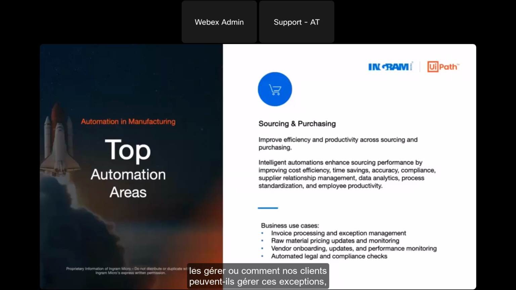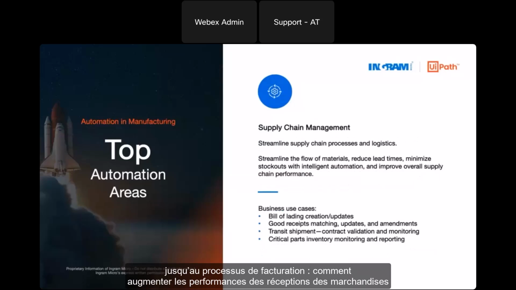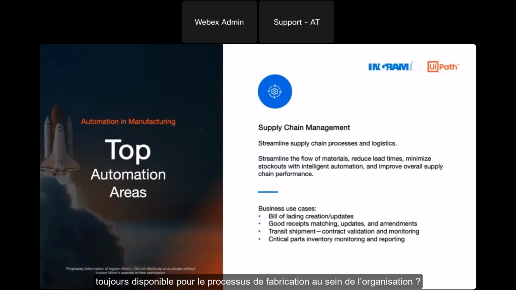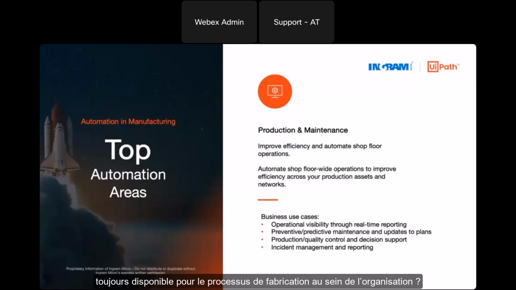And how we can manage exceptions, or how our customers can manage those exceptions, all the way to the billing process, how we can increase the performance in the goods receipts, considering that what we've received is according to the purchase order. How are we going to make sure that those elements are going to be available for the team in the manufacturing line? How are we going to follow the critical parts in the inventory, and how we can make sure that those elements are always available for the manufacturing process inside the organization?